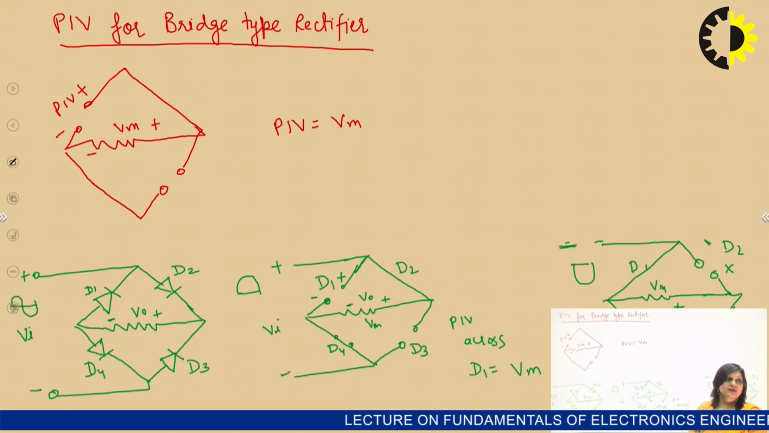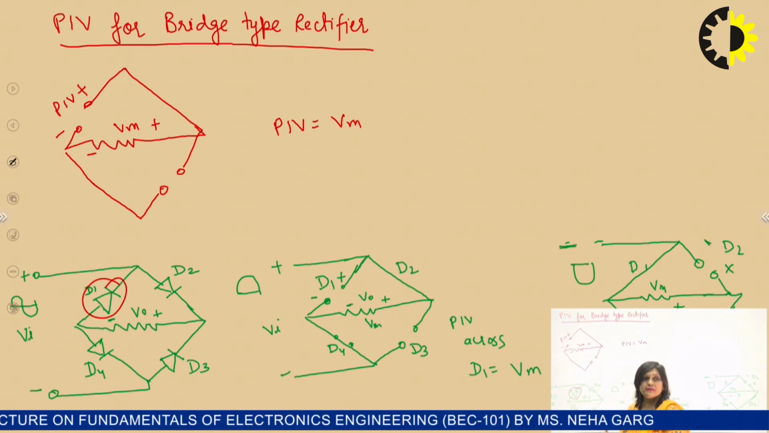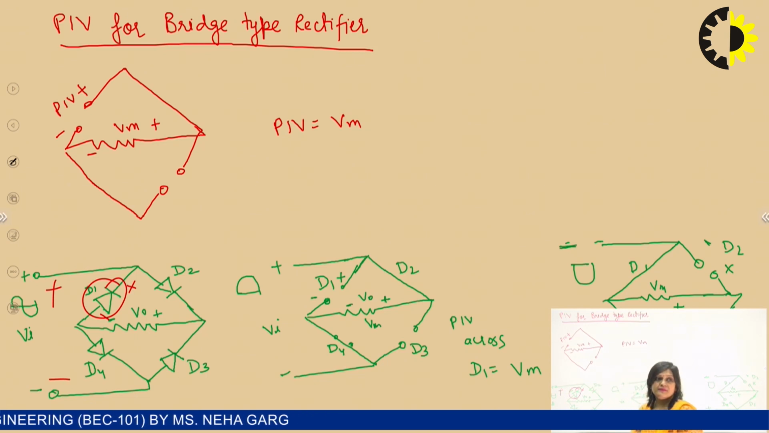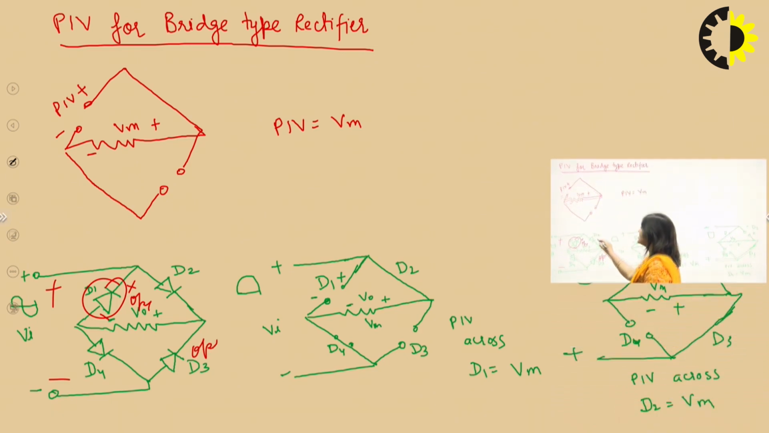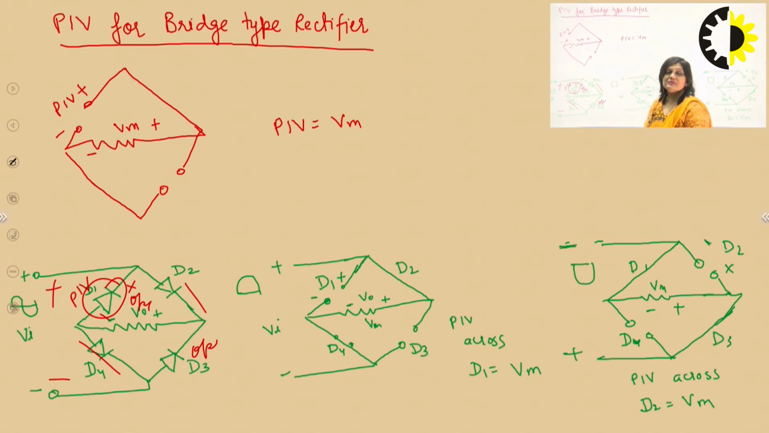For calculating PIV, we have to keep the diode in reverse bias. Like for this diode, we have to calculate the PIV of this diode. We have to keep the diode in reverse bias, which means this will be positive and this will be negative, and it will happen only in the positive half cycle. So in the positive half cycle, this diode is open, this diode is open, this diode is short, this diode is short, and here we will find the PIV. This PIV will be in parallel with the output voltage, and that will be equal to Vm. So in case of bridge rectifier, the PIV value will be equal to Vm.